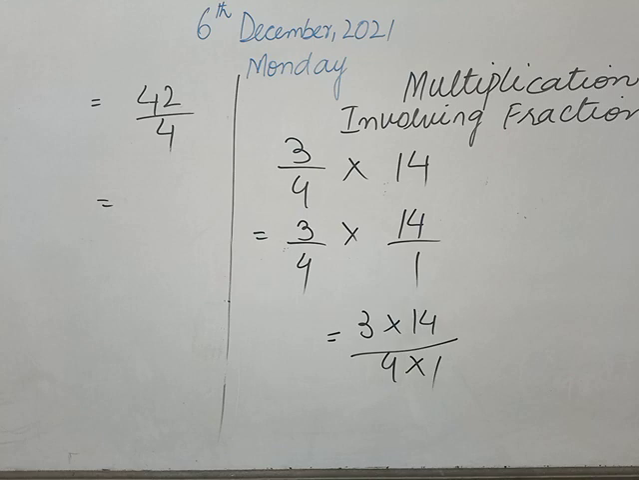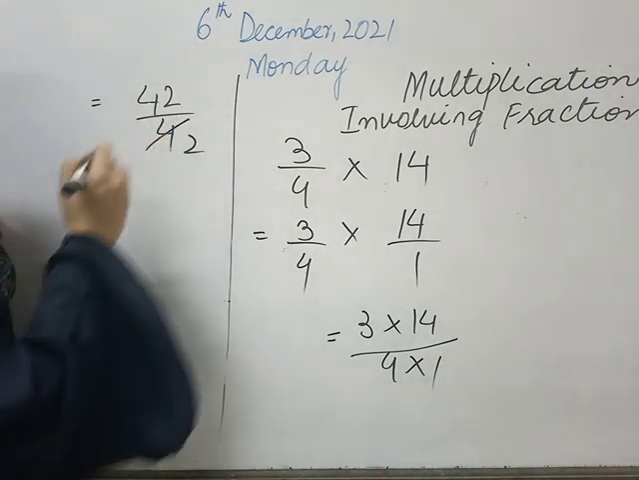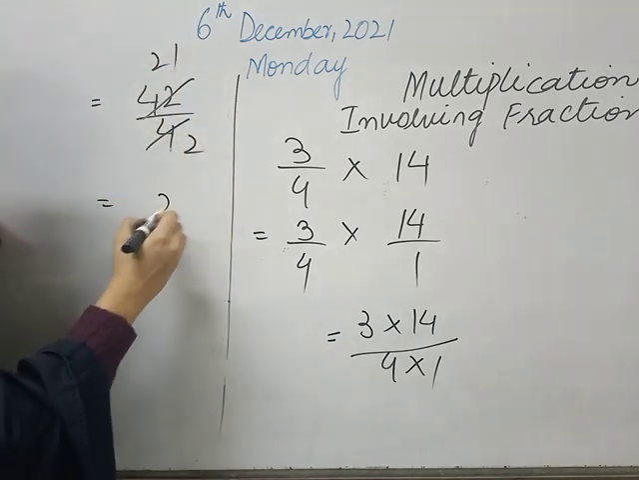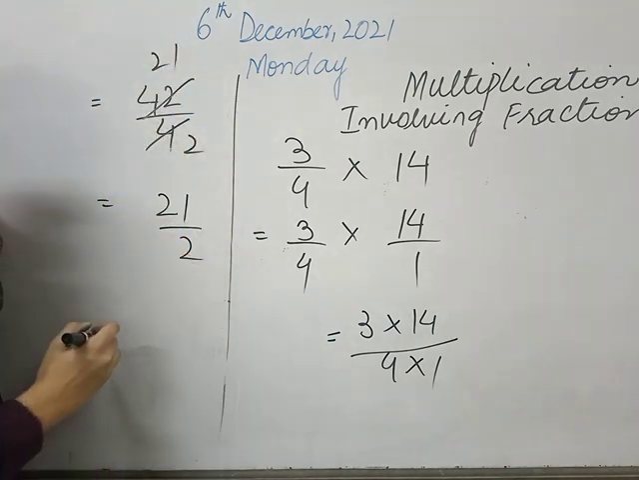So now what comes in the upper portion? 2 2 times 4, 2 2 times and 2 1 times. We have 21 by 2. Fine.